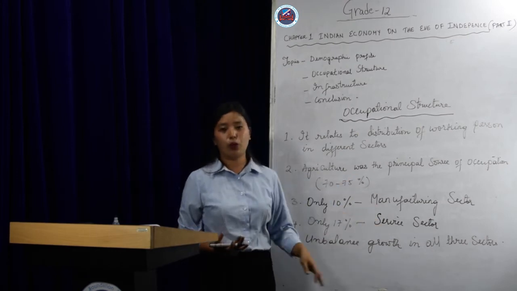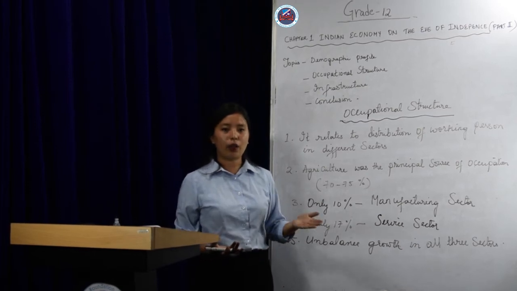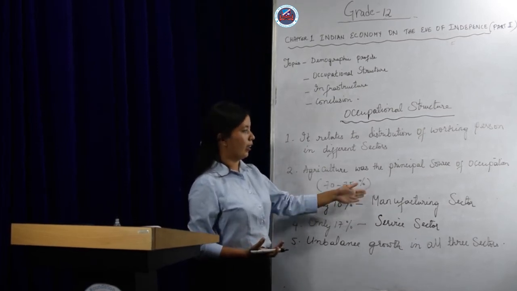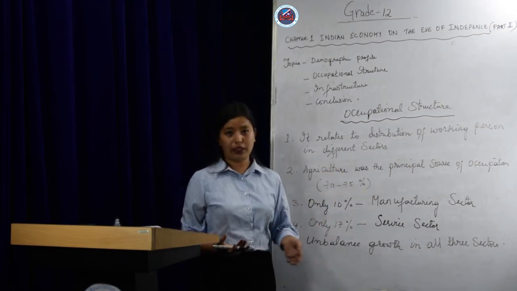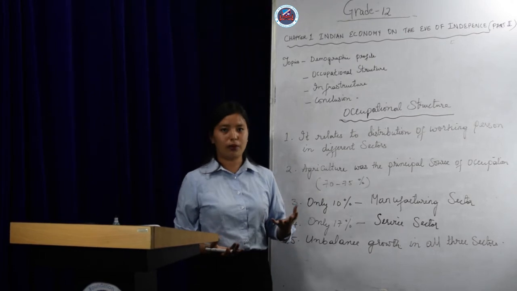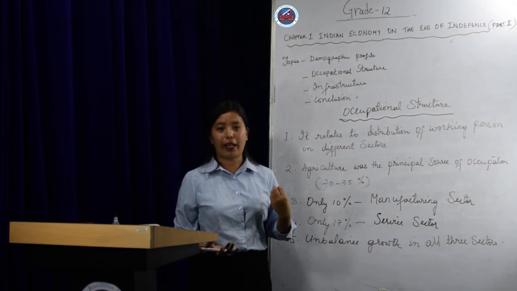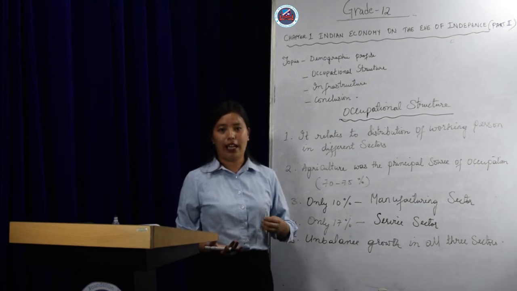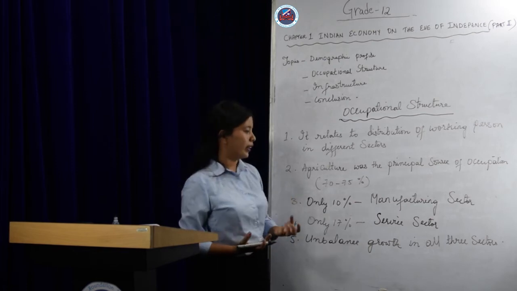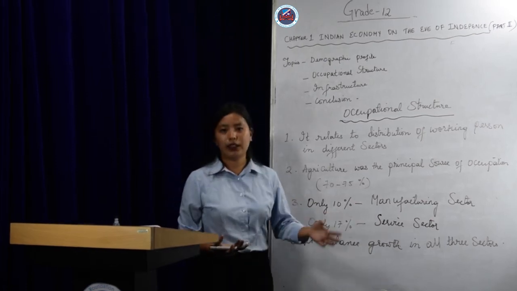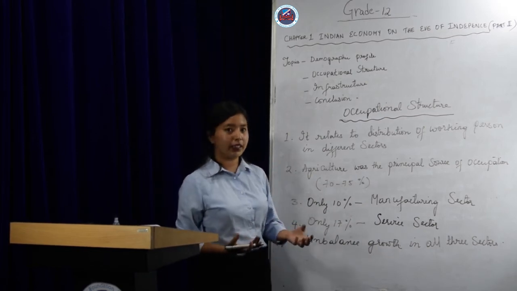So for some of you who don't know, the service sectors are those sectors which directly or indirectly help the agriculture, the primary sector, or the manufacturing sector. They don't produce any goods, but they give services. For example, transportation, banking facilities, and all other media all come under the service sector. So only 17% of our working population was engaged in the service sector.